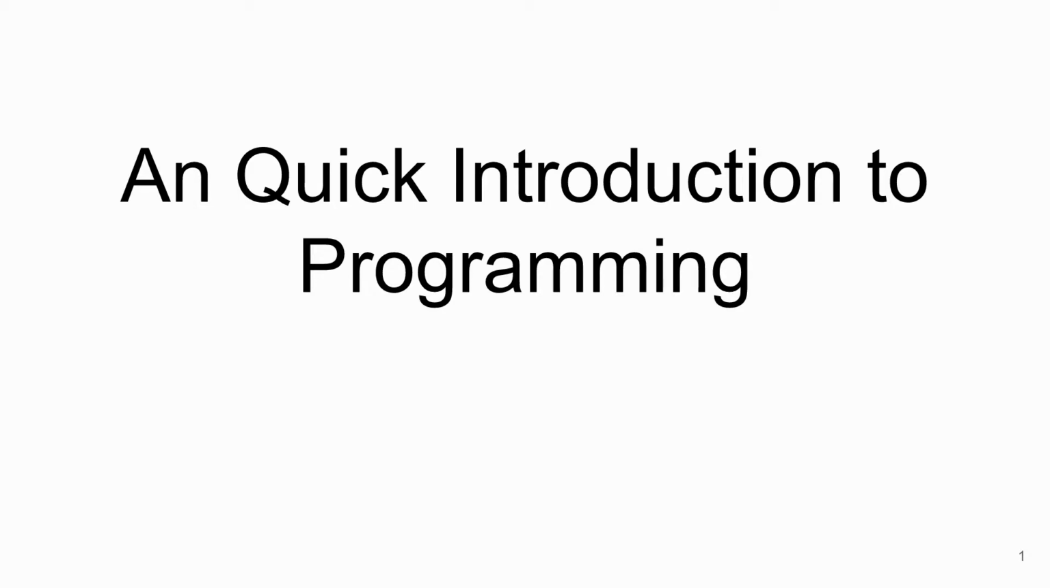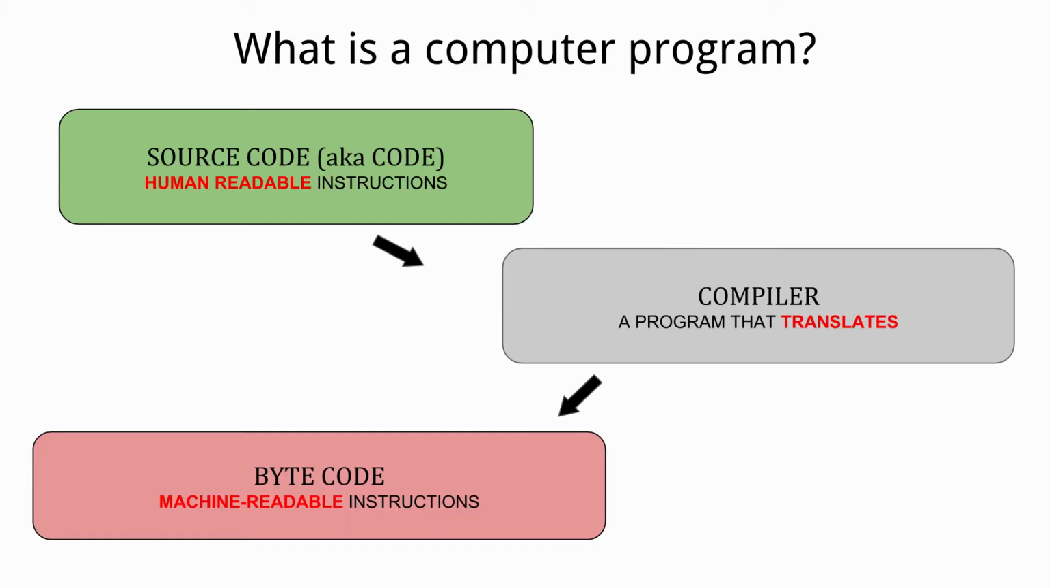A quick introduction to programming. A computer program is instructions that a computer runs. Humans write computer programs in a special notation called source code, or code. That code is converted into machine-readable instructions called bytecode.